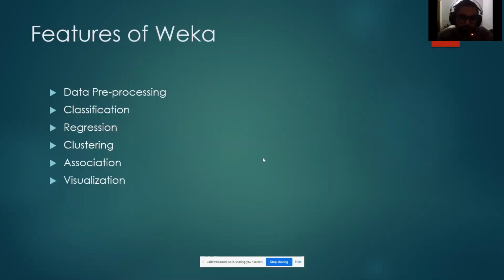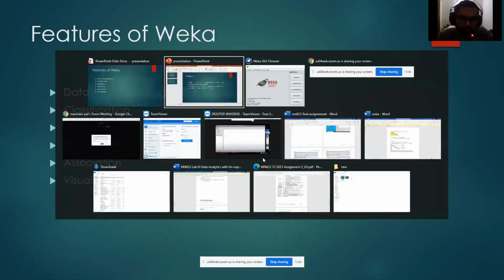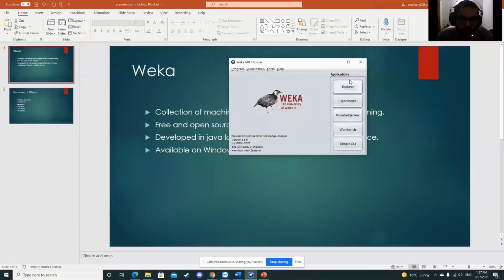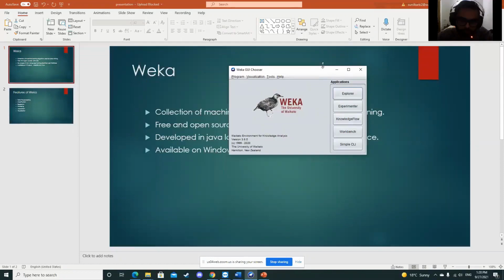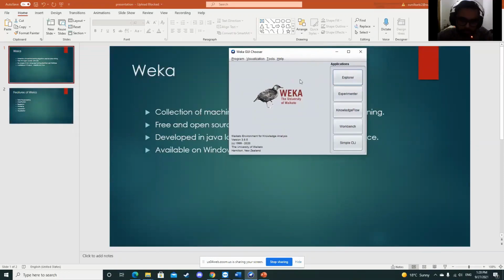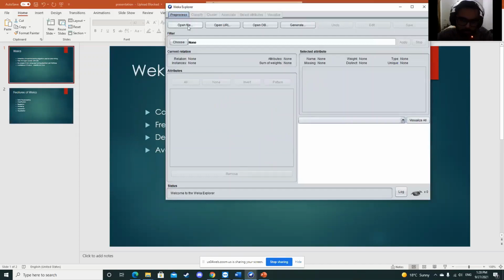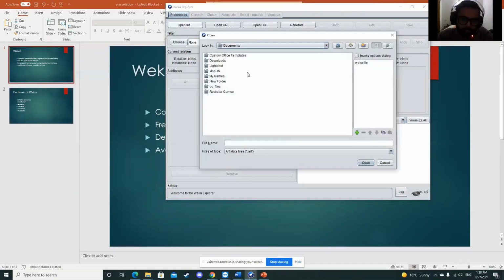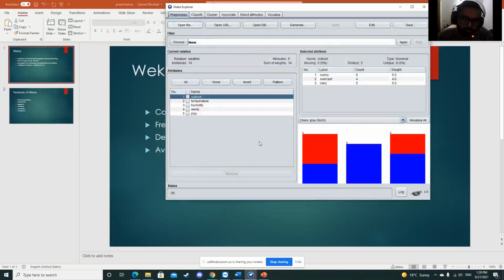Now let's talk about the features of Weka. The tools that Weka contains are data preprocessing, classification, regression, clustering, association, and visualization. Now a demo of Weka, like how you can open a Weka file. This is the user interface of Weka. To open it, you just have to click Explorer, go to Open File, and go to your Weka dataset. This is the file that I'm going to show. To open this, you just have to double click, or you can just click Open. So this is the dataset.